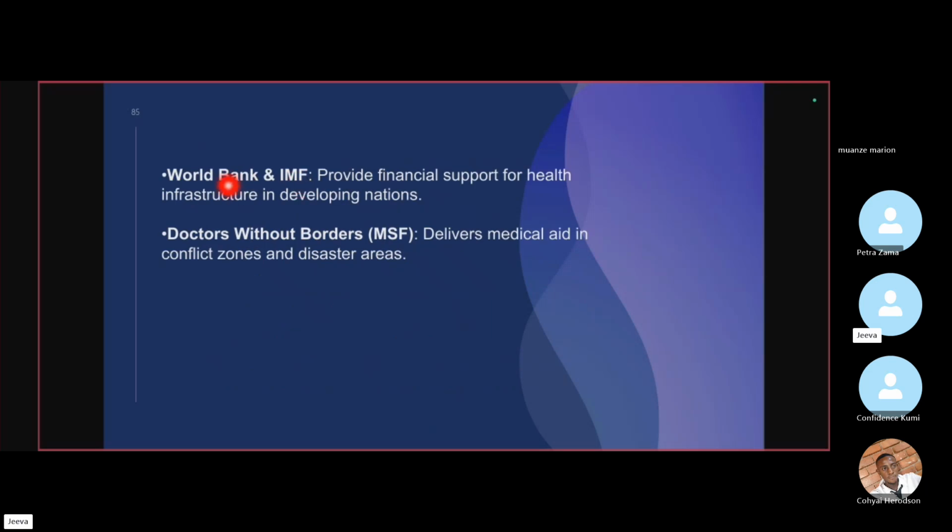Then another organization is the World Bank and IMF, which will provide financial support for the health infrastructure in developing nations. Then the other one is Doctors Without Borders, MSF, which will deliver medical aid in the conflict zones and in the disaster areas. Wherever a disaster occurs, like calamities or anything, such areas are funded by Doctors Without Borders, MSF. Then the overall financial support for the health infrastructure is provided by the World Bank and the IMF.